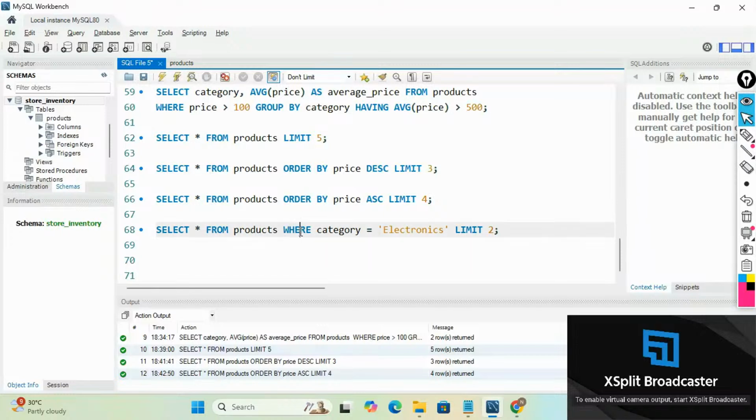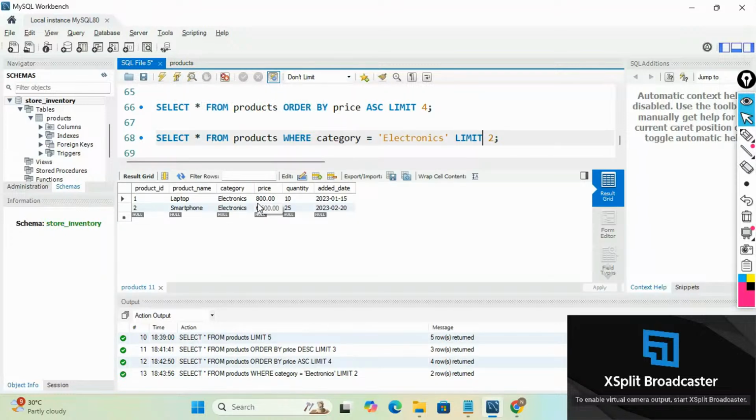Let us understand this query. Where the category is electronics, so this will ensure that the data gets filtered based on this condition. Then it limits to only 2 records. Only 2 records. See. Clear? So in the electronics category, the top 2 records were being returned.